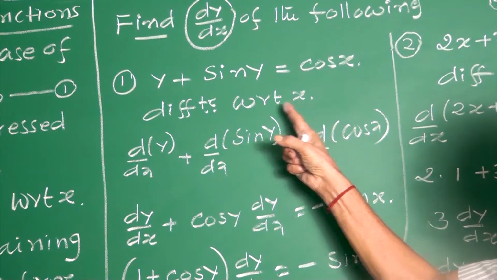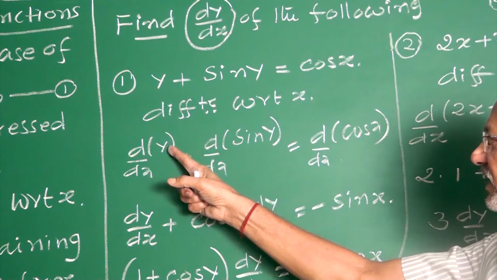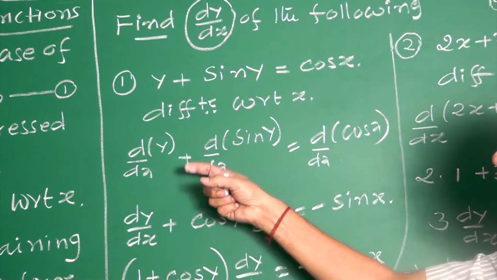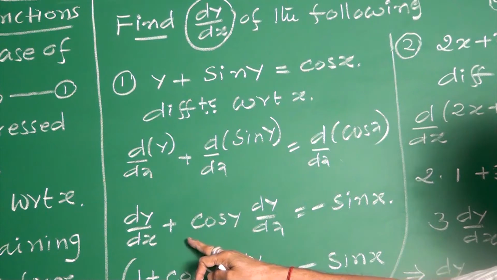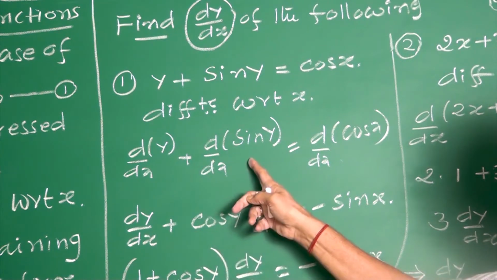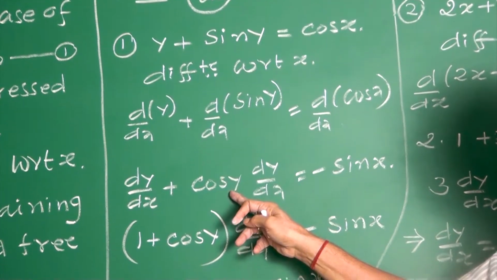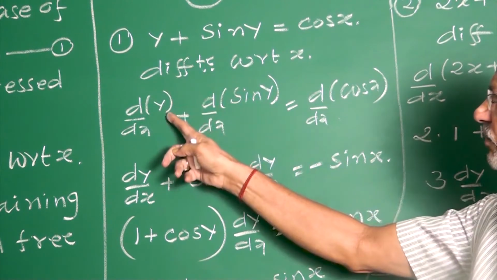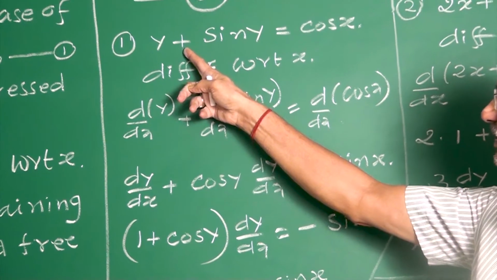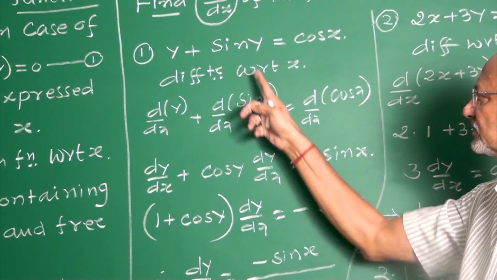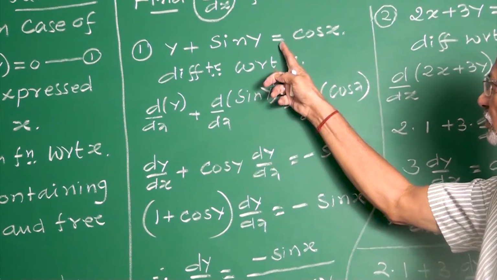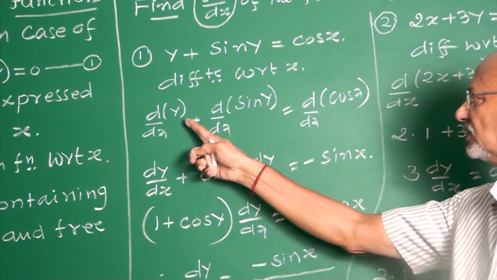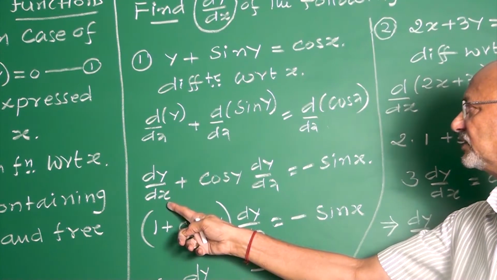Differentiate with respect to x. Derivative of first, I have written these as supportive steps, my friends. Otherwise, if you want, you can write this step directly. If anybody is perfect, write directly; otherwise, take the help of the supportive step. Derivative of y with respect to x, plus is plus, derivative of the second function sin y with respect to x equal to the derivative of the RHS, cos x, with respect to x. Derivative of y with respect to x is dy by dx.